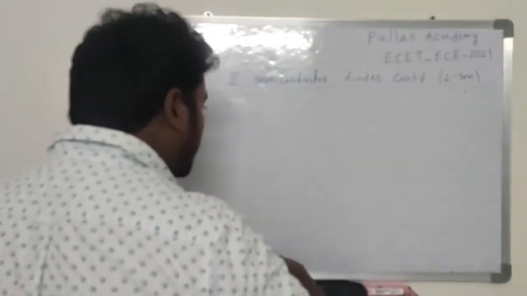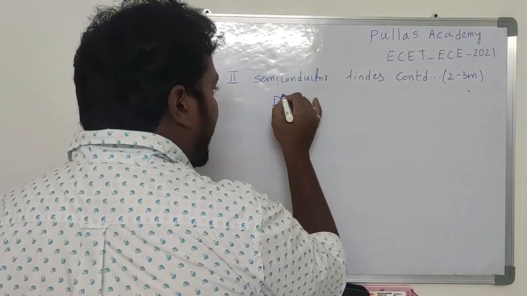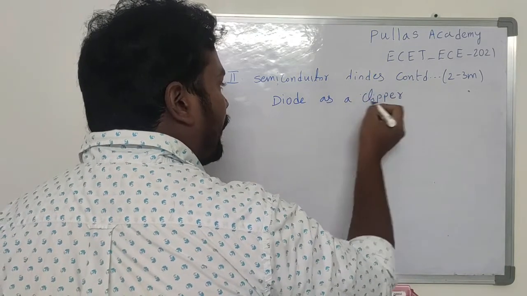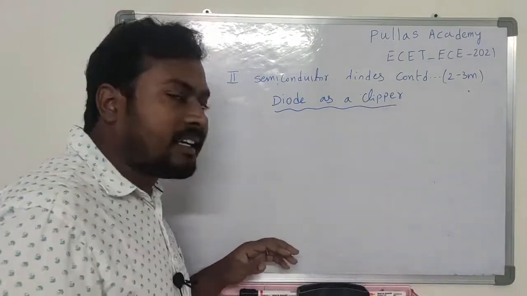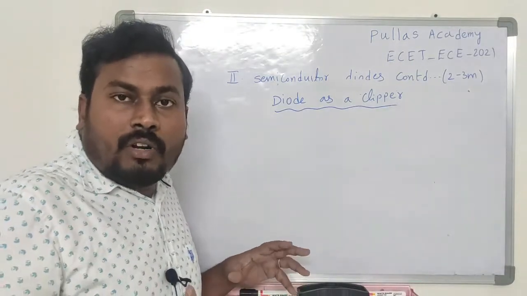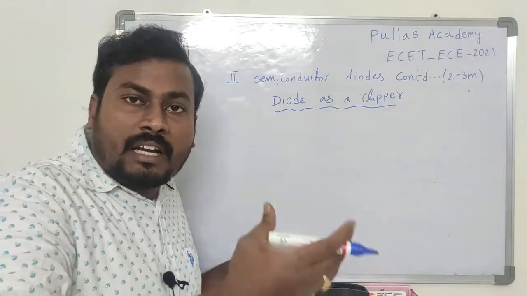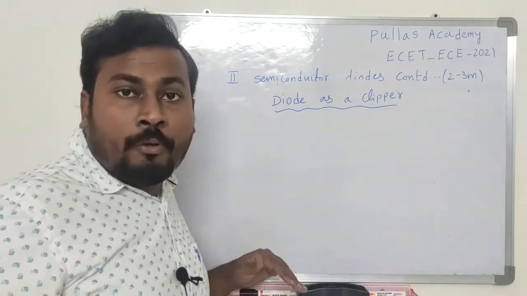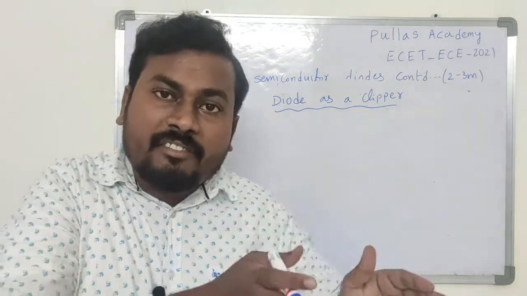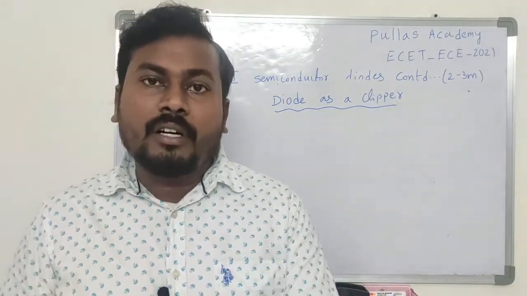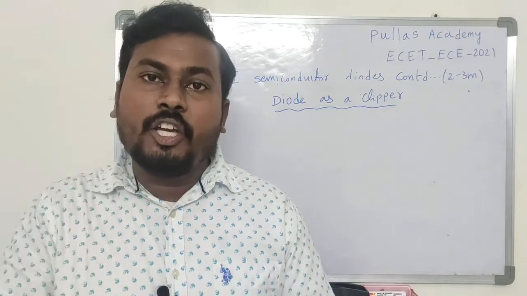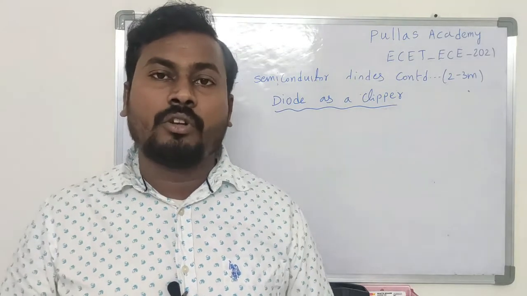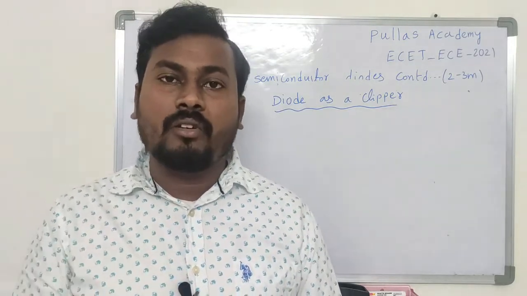So the first circuit is diode as a clipper. So let me tell you, clipper is a circuit which cuts the portion of the given input waveform. Clipping circuits are also called limiting circuits.